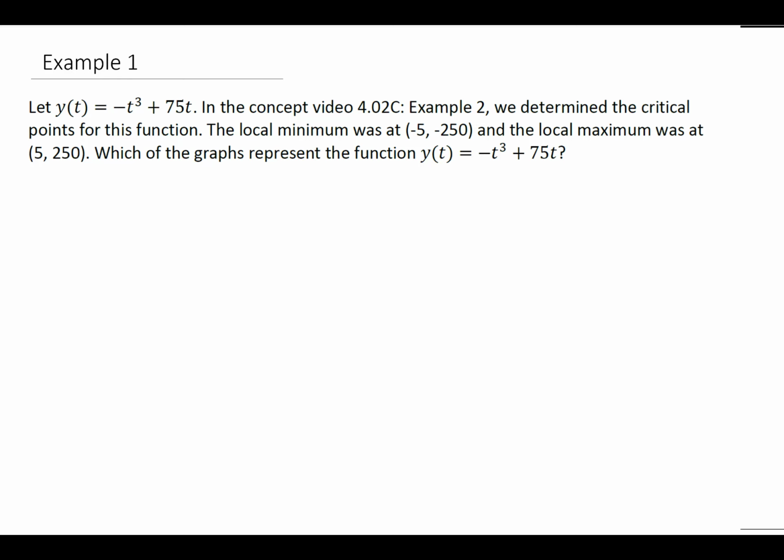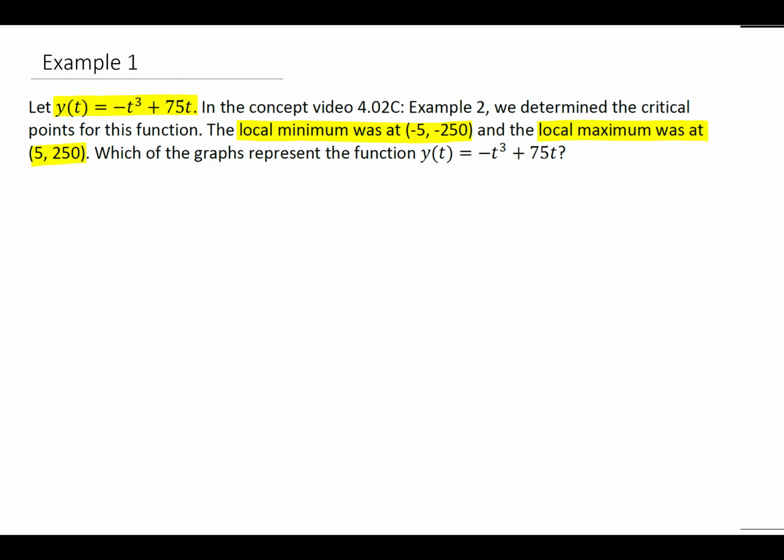So for example 1, we're going to be looking at the function y of t is equal to negative t cubed plus 75t. If this seems like a familiar function, it's because it is. We went through it in the concept videos, in which we optimized it to determine that the local minimum was at -5, -250, and the local maximum was at 5, 250. Now, in this example, our focus is going to be on graphing this function. And looking at the critical points is but one element that we look at when we're graphing.